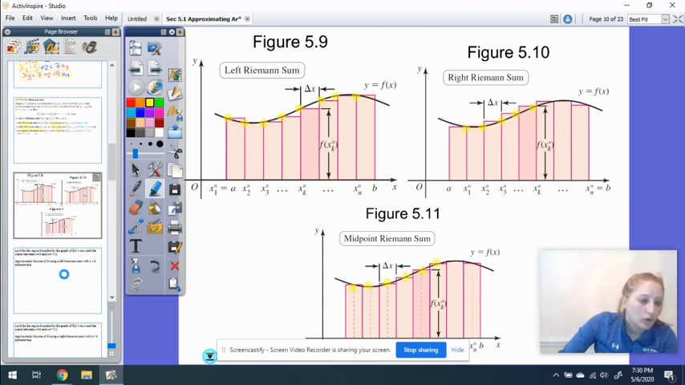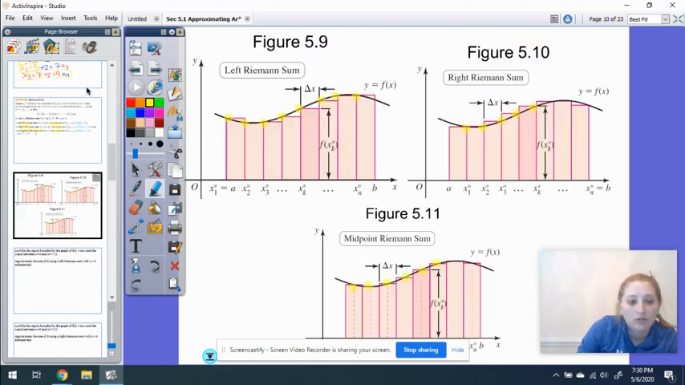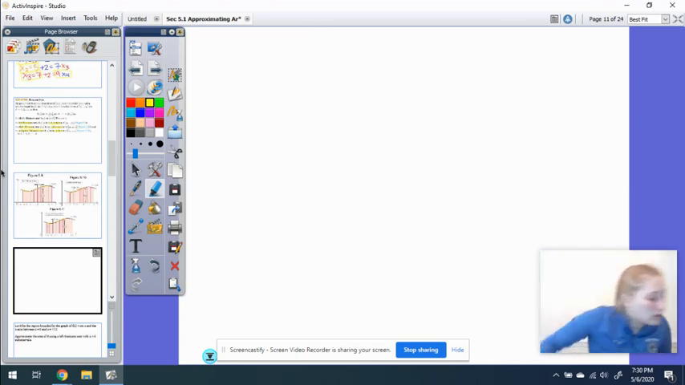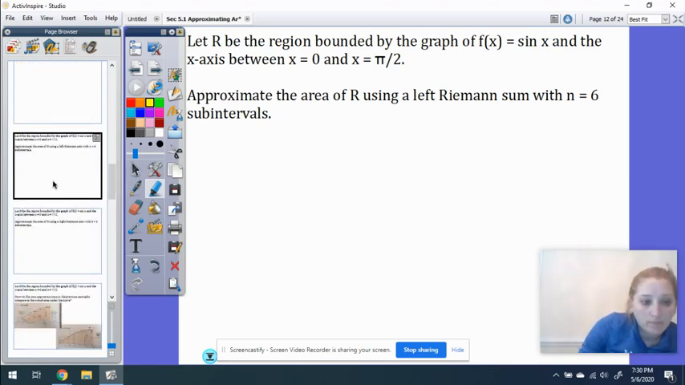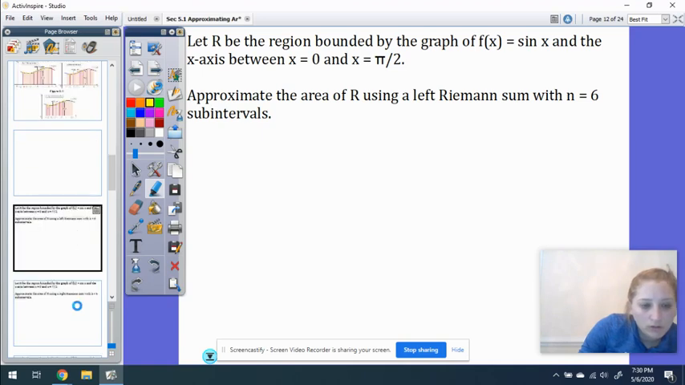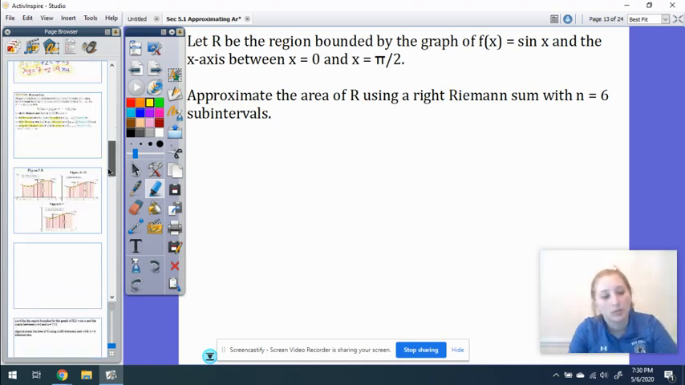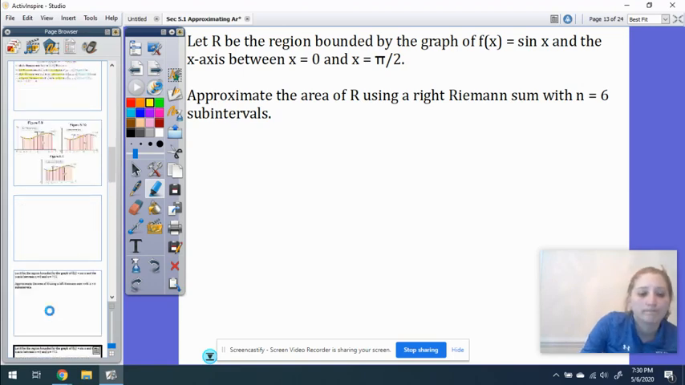Okay, so what we're going to do, I think I might add another slide here because this just takes a little bit of room, and I want to make sure that I write it so that you guys understand it. So we're going to do this problem, but I'm going to make a chart for this because you're going to notice the next 3 examples deal with the same problem. We're just going to do the left, then the right, then the midpoints.